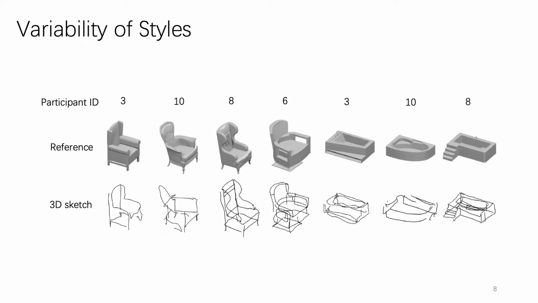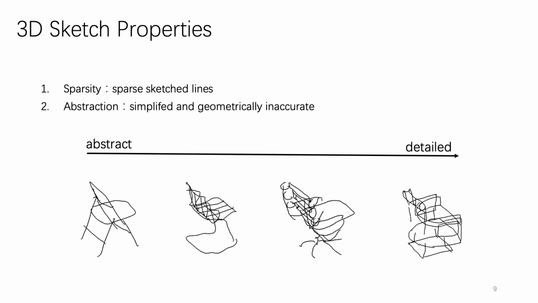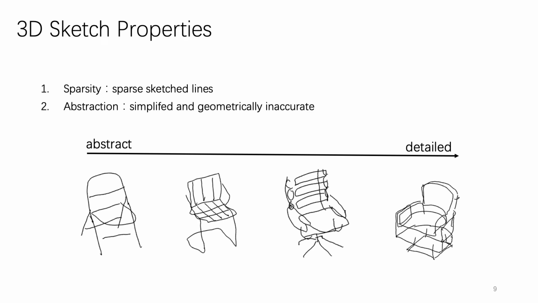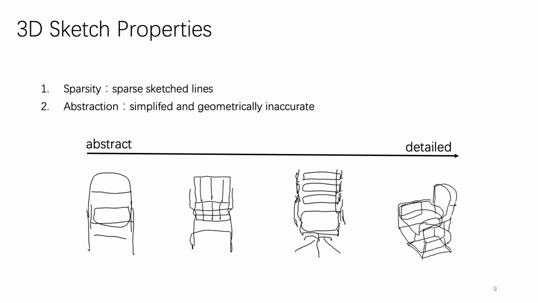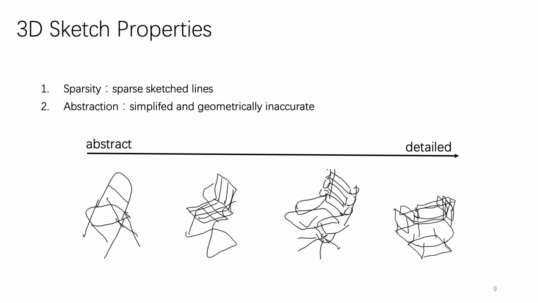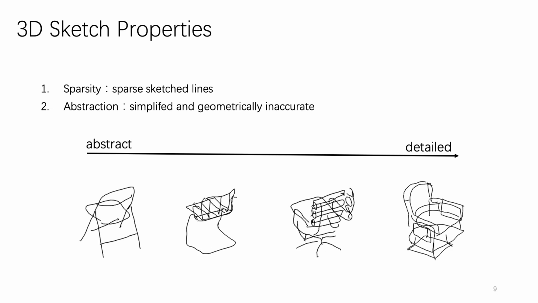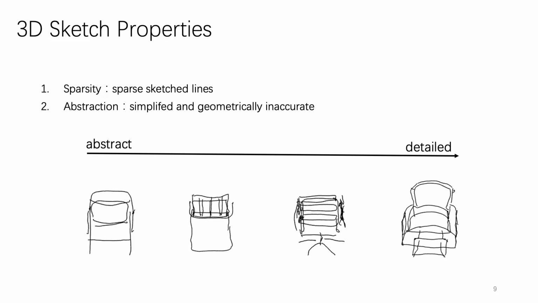These are example sketches we collected. We observed that different participants sketch in different styles and with a variable level of detail. We also found two key properties of 3D sketches. One is sparsity: a 3D sketch is composed of sparse lines. The second is abstraction: 3D sketches are simplified and often geometrically inaccurate.